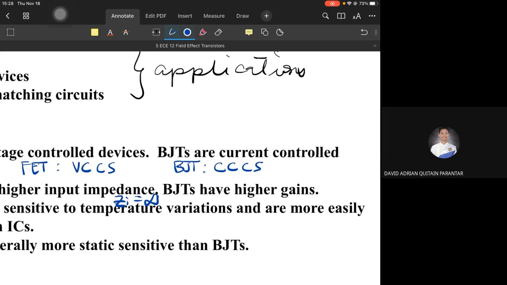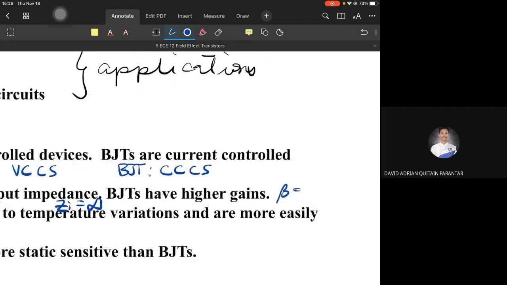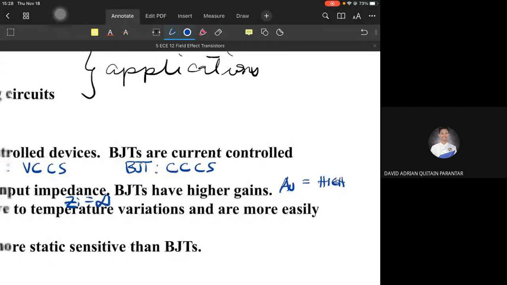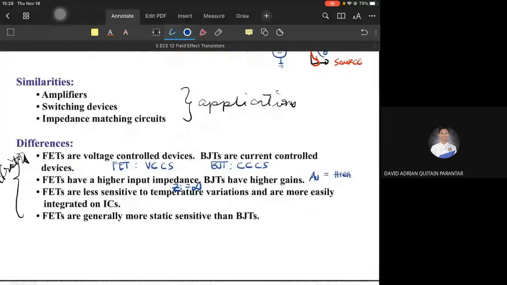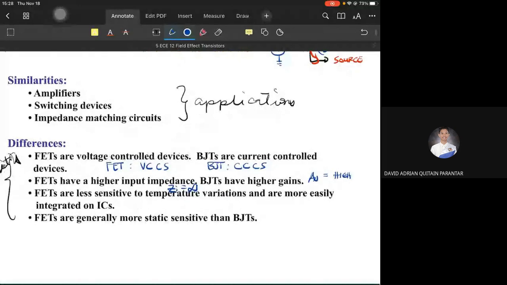Whereas BJTs have higher gains, beta. Higher gain. Of course, we could design a BJT to have a unity gain, or gain equal to 1. But BJTs have relatively higher gains compared to FETs. That's why we established earlier that FETs are really not that good amplifiers compared to BJTs. So, shorthand, when designing amplifiers, or even amplifiers that are available right now, most of them are made from BJTs.